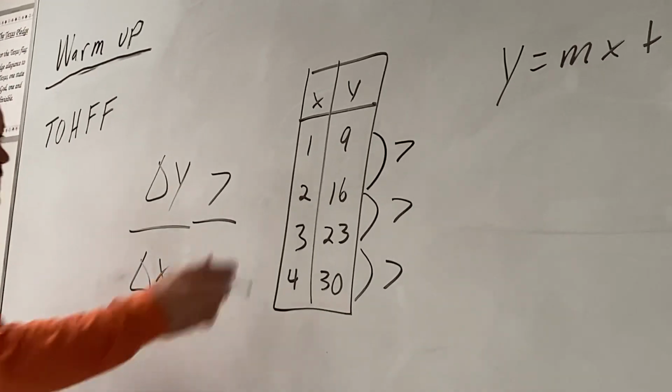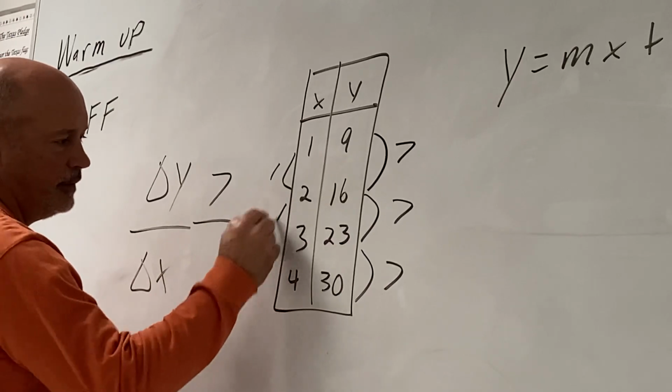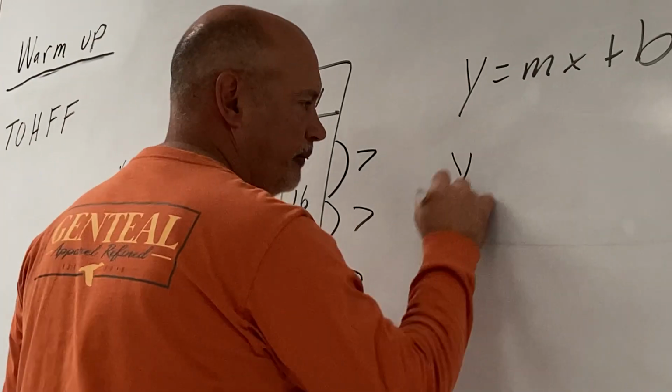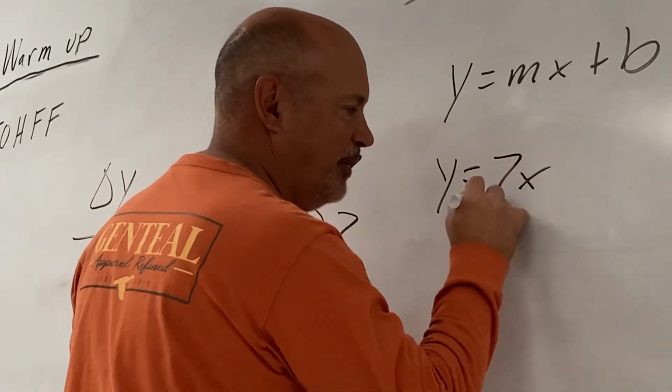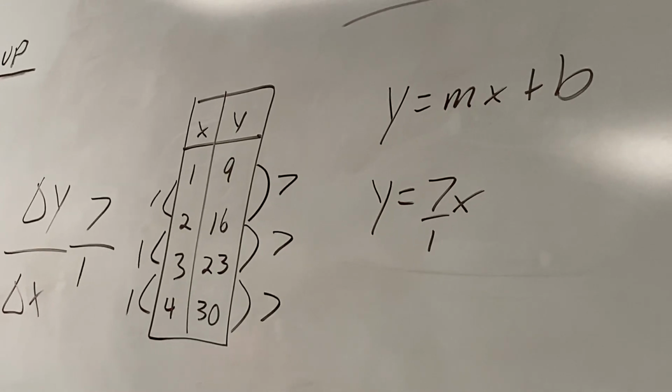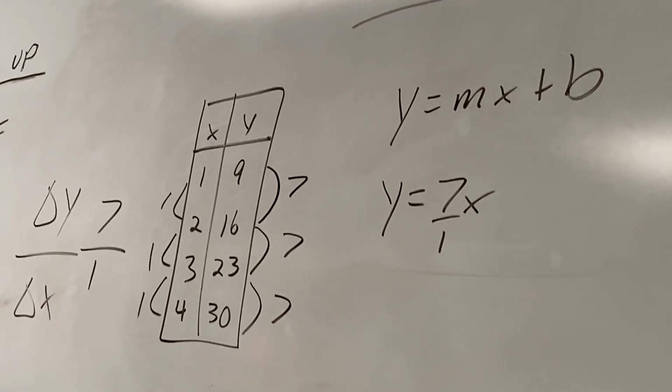All right, what about the x's? 1. 1. So what is my slope here, Skylar? 7. 7 or 7 over 1? I'm going to put 7 over 1 this time, in case you want to. Sweet. Now we need to find the y-intercept.